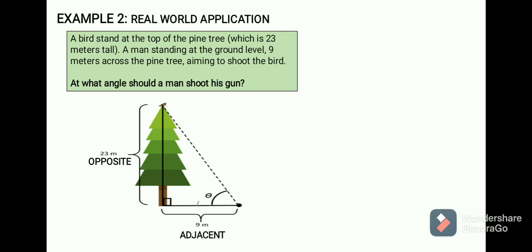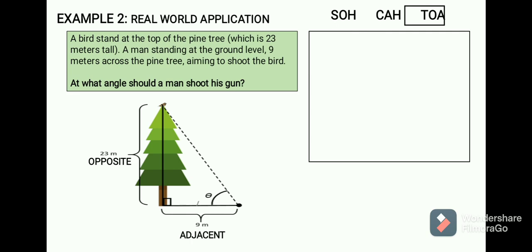So for us to know what ratio to use, let's use SOHCAHTOA. Since the problem gave us opposite and adjacent, we need to use the tangent ratio, which is tangent of theta is equal to opposite over adjacent. So based on the figure, our opposite is 23 and our adjacent is 9. So tangent of theta is equal to 23 over 9.